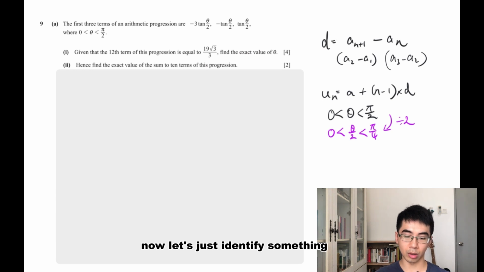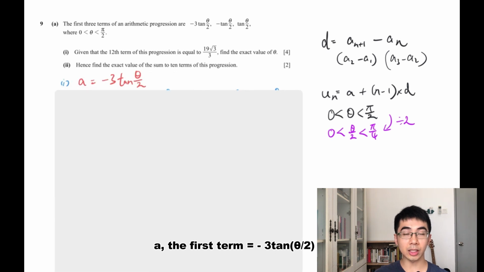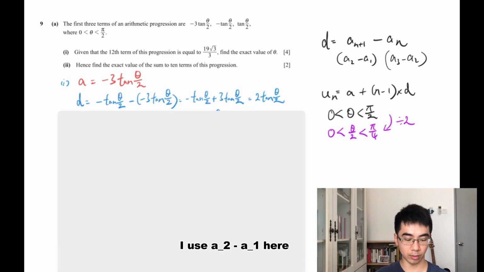So now let's just identify something. How about a? The first term must be negative 3 tangent theta over 2. How about the common difference d? I use a2 minus a1 here. So a2 minus a1, I will have this. Simplify it, I will get positive 2 tangent theta over 2.